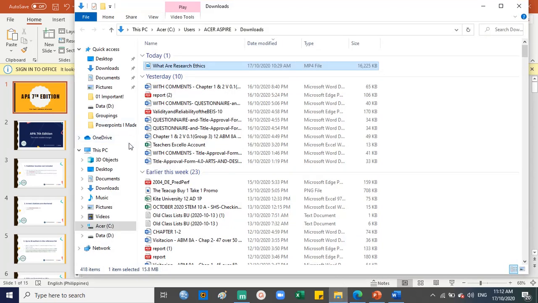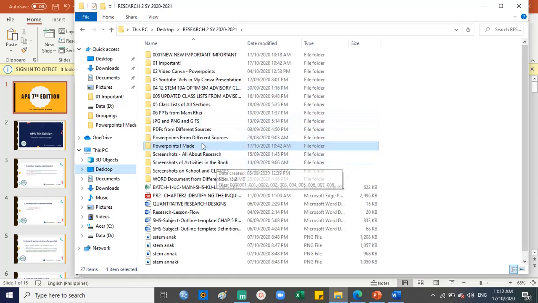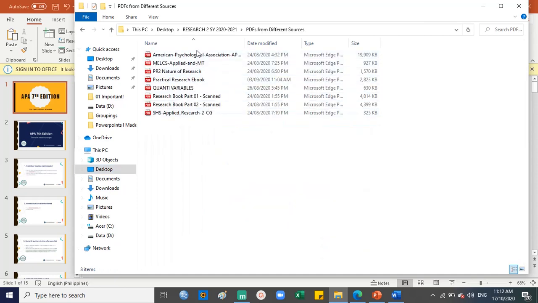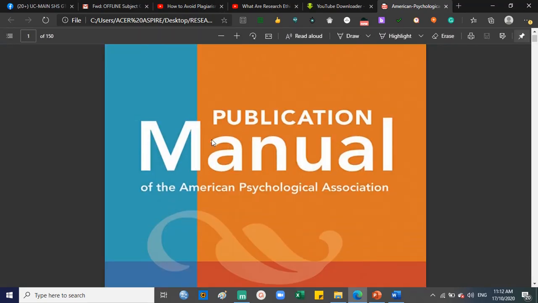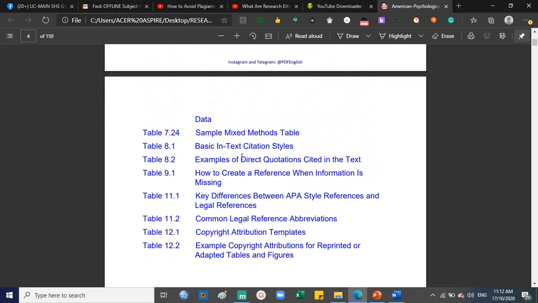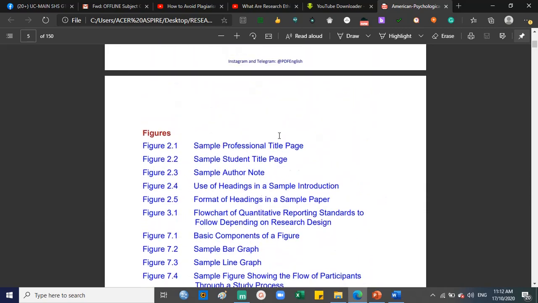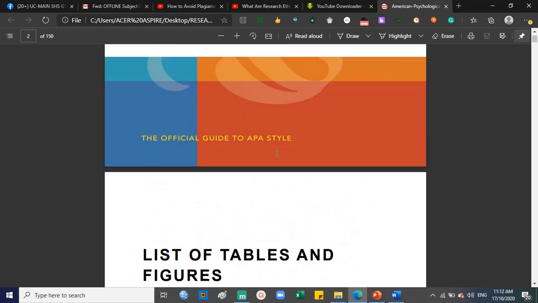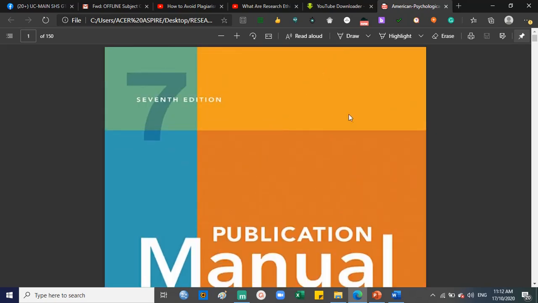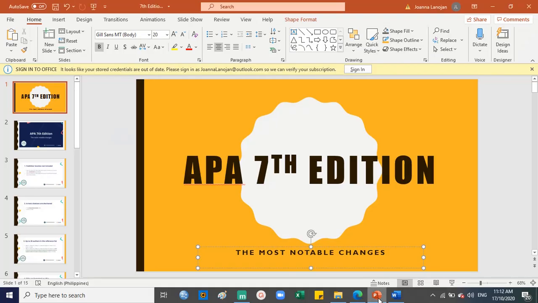And if you want more, I have a PDF. This is the APA guideline, and I have already sent this, the APA 7th edition manual. So all the details are there for the 7th edition if you really want to be more specific and study that. I also uploaded this in our Facebook group page. Okay, so basically that's it.